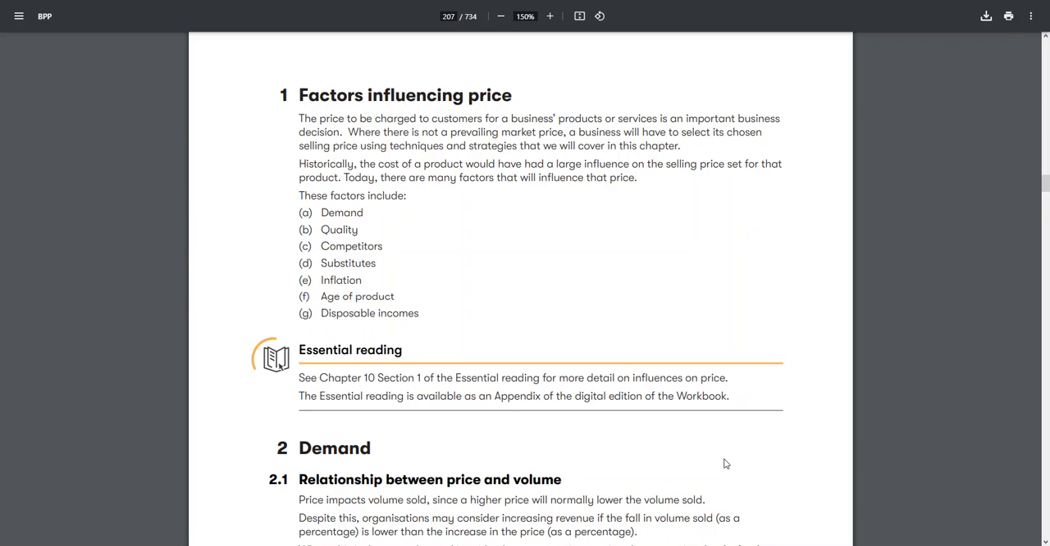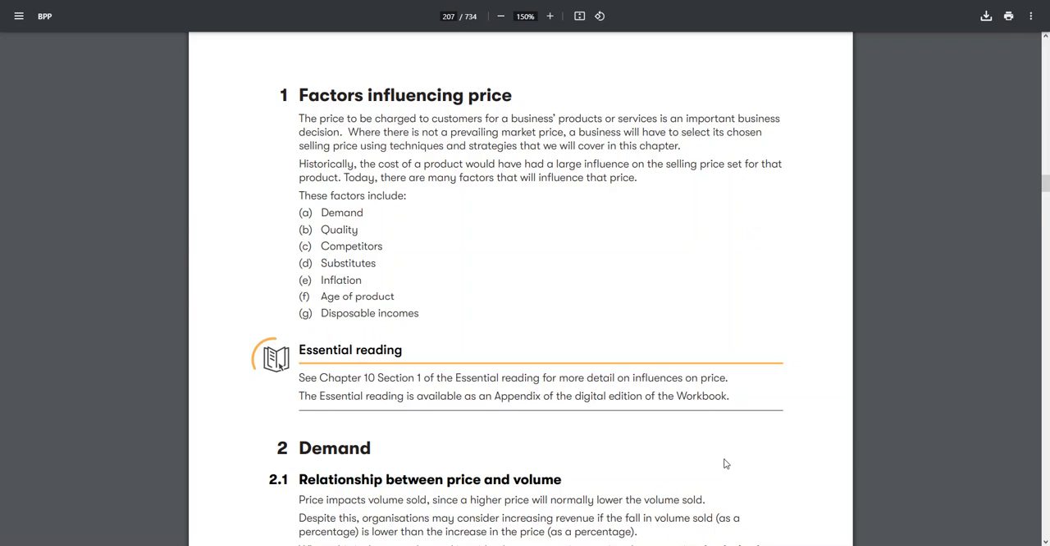Substitute products. The substitute products are those products that can be used instead of our product. So if the substitute product's price is higher, we can charge a higher price. If the substitute product's price is lower, we have to charge a lower price, because if we charge a higher price, then people can go to the substitute product if its price is lower. Inflation is the idea that with time the prices of things are going to increase. So what you bought last year, this year it is going to be expensive.